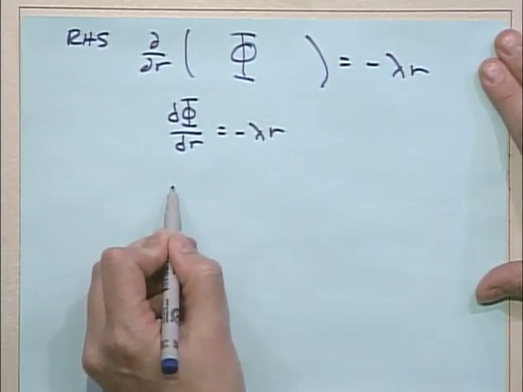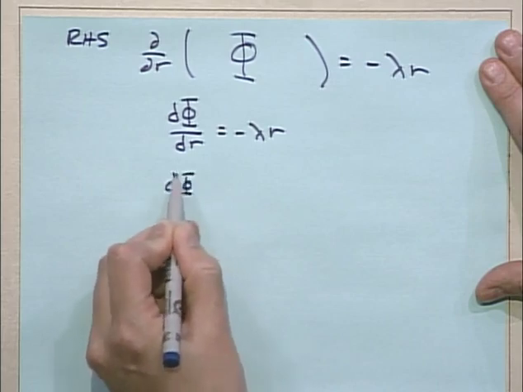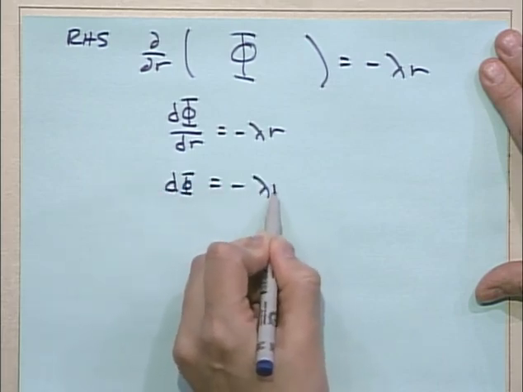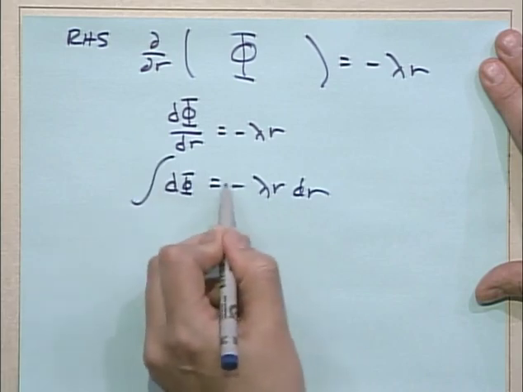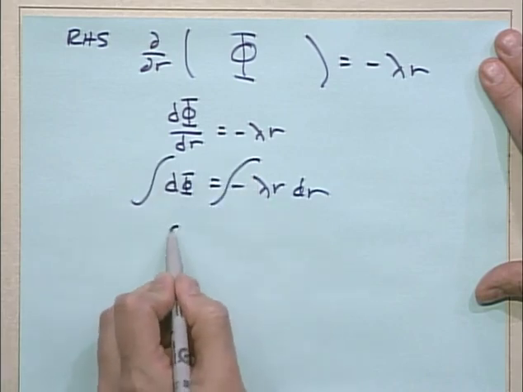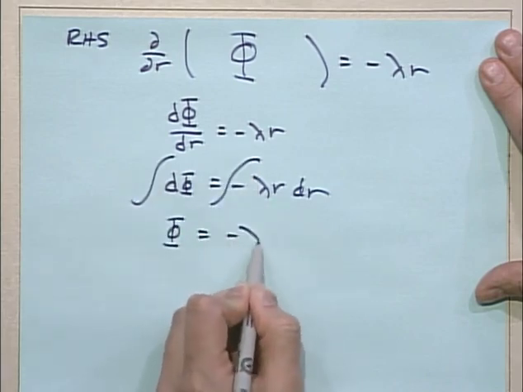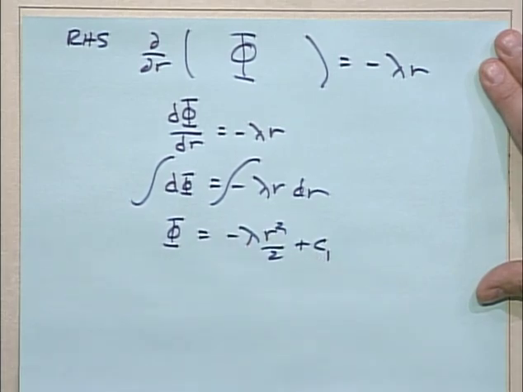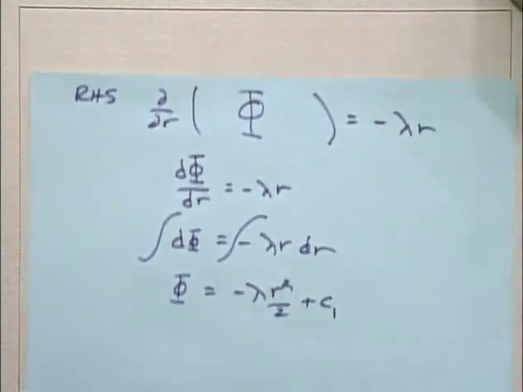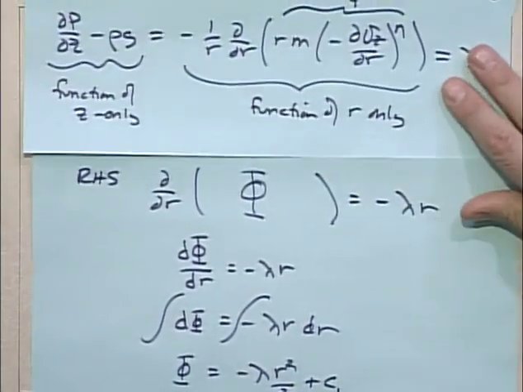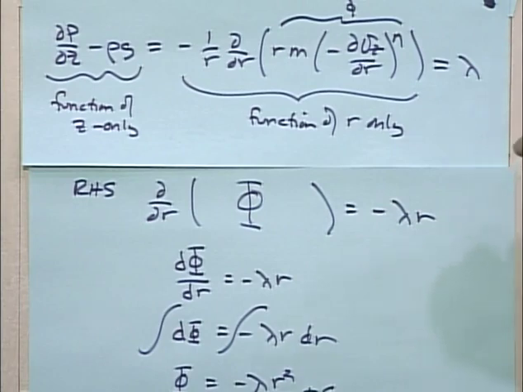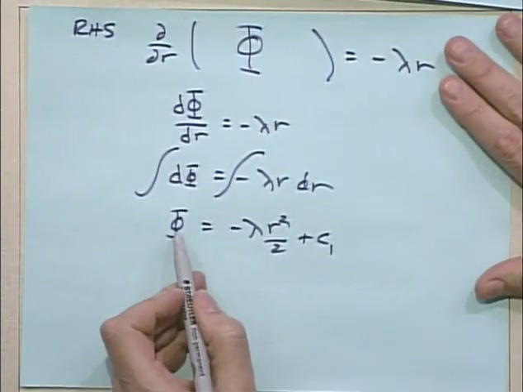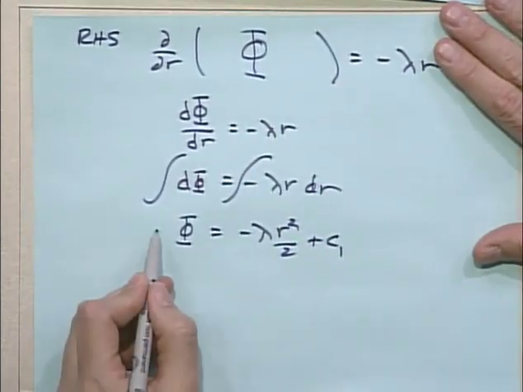Sometimes I know you guys do it like this. d phi equals minus lambda r dr, integral. Left-hand side becomes phi. The right-hand side becomes minus lambda r squared over 2 plus a constant. So even though we had this big nasty mess here, because we didn't differentiate first, we avoided making life hard for ourselves. Now we have a solution for phi, and now we can go back and write what it was.